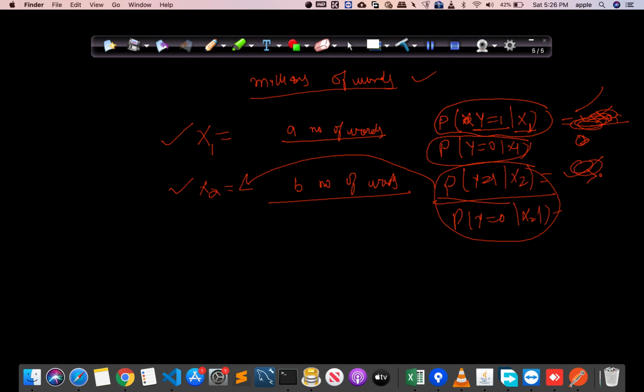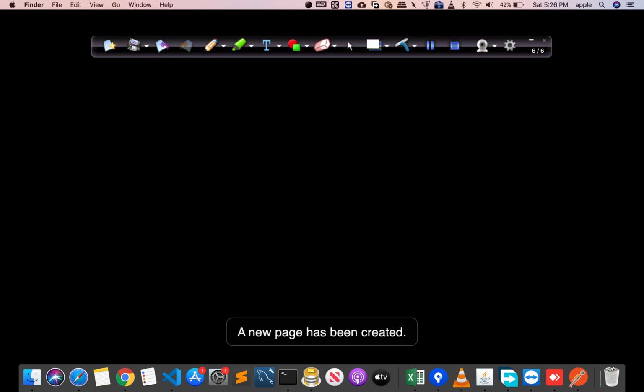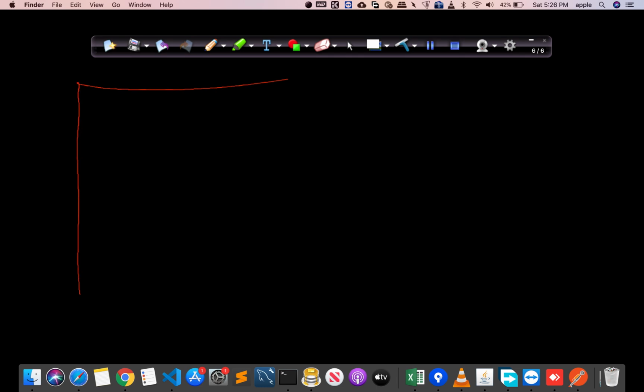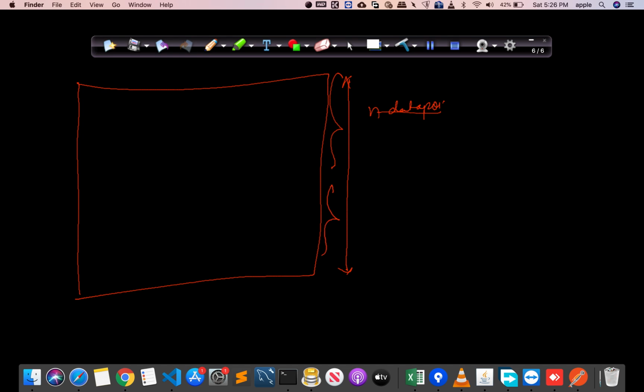So now let us examine the time complexity it takes to train this. We have in total, suppose, n data points. Some points may belong to class 1 and some points may belong to class 0. That is not the point of concern now. So we have n data points, and in total we have d dimensions. In text classification, d dimensions means the number of unique words that we have in our corpus.